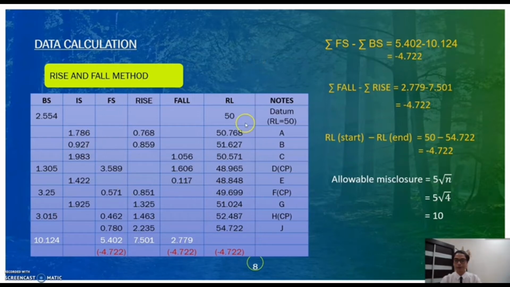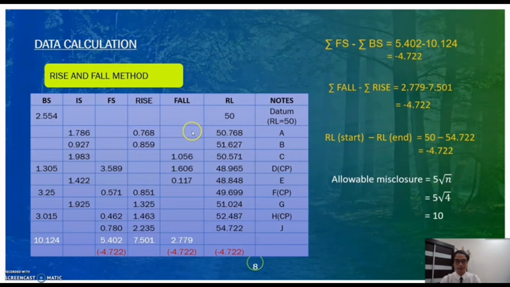Now that we have completed everything that is black colored in this rise and fall method table, the next thing that we have to really look at is the arithmetic check. So how do we do the arithmetic check? It's very simple. The first thing you need to look at is we have to find the total amount of FS or foresight, which you will get 5.402. Next, you have to calculate the amount of BS or backside, which you will get 10.124. So when you do this equation, total FS minus total BS, you will get negative 4.722.